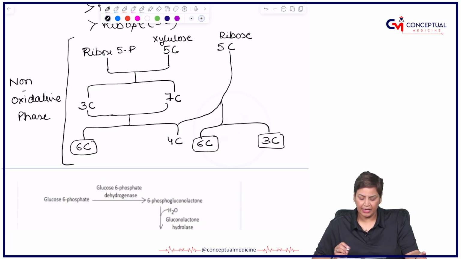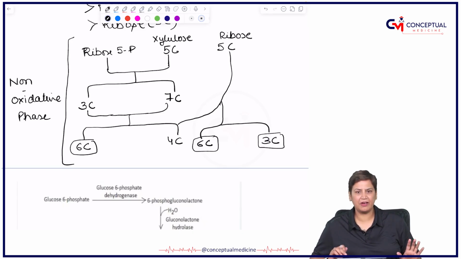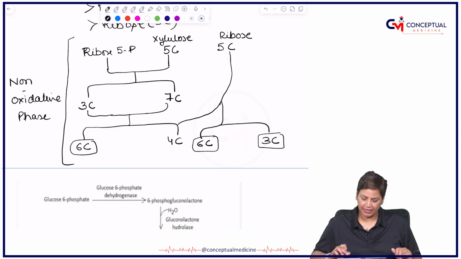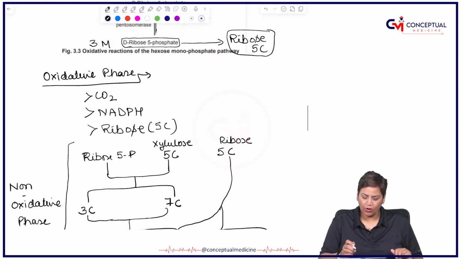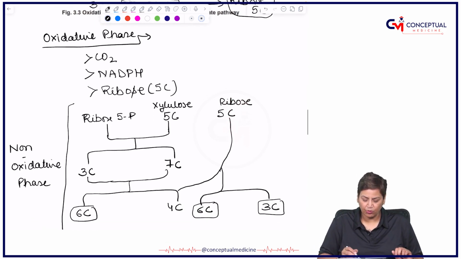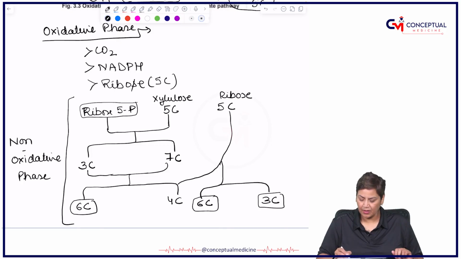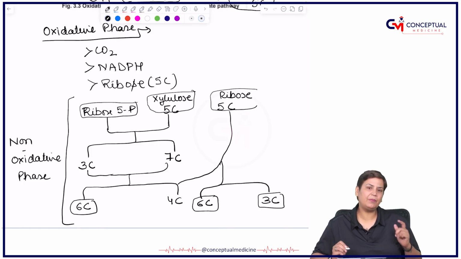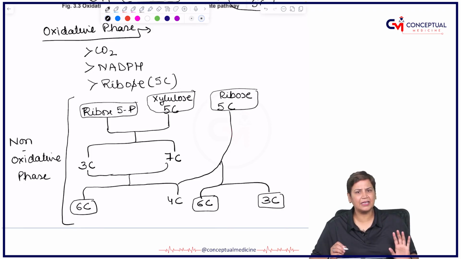Very important. Okay. If you simply see this diagram, it is a little bit complex, so I just want to simplify this. What you have to remember is, in the oxidative phase, we know ribose 5-phosphate is produced. This ribose 5-phosphate will be converted into xylulose because they are linked as isomers. So isomerase will be the name of the enzyme.